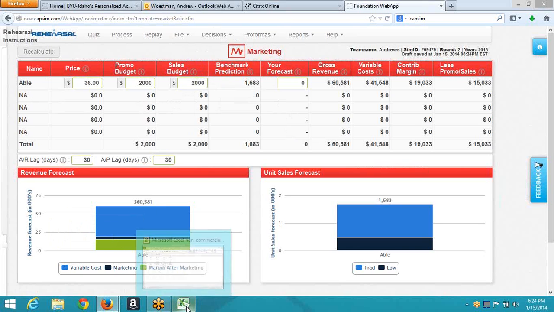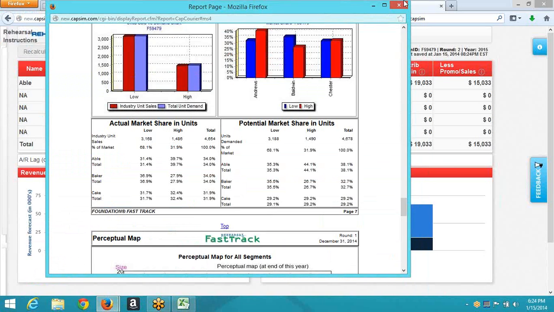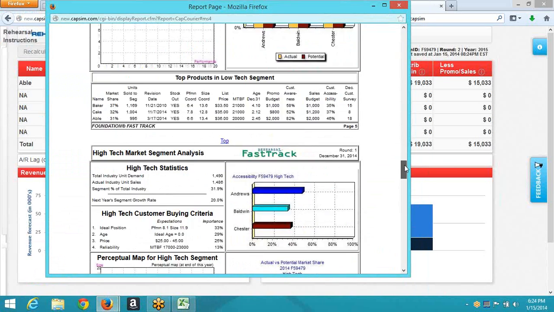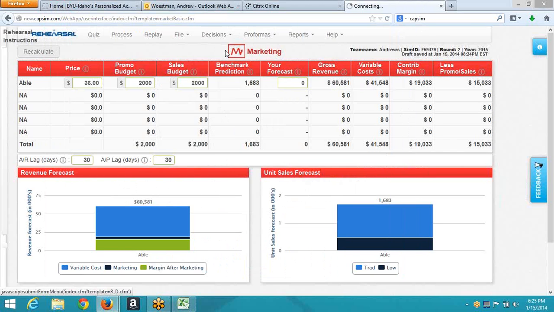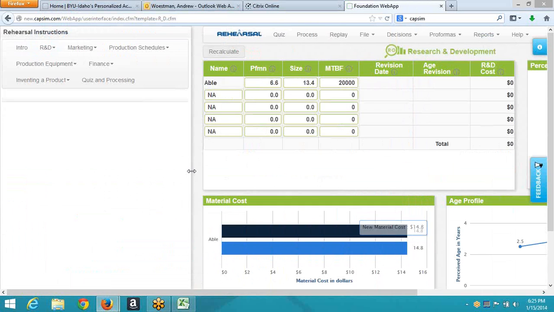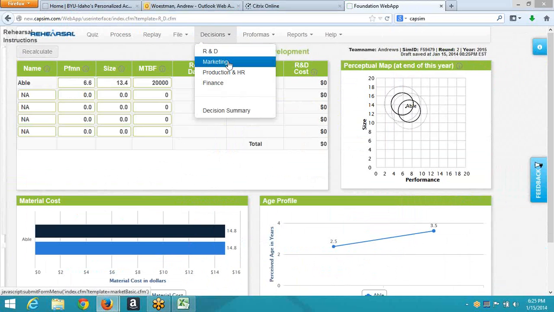So for the low-tech market, I'm going to look at my reports, and I'm going to look at my high-tech and low-tech perceptual map. If I go to my R&D, then you can see that my Able is right in the middle of my high-tech circle and my low-tech circle. So I can potentially sell to both segments. That is a good thing to know.